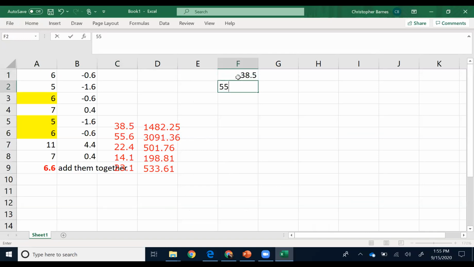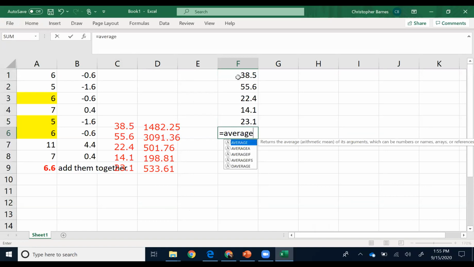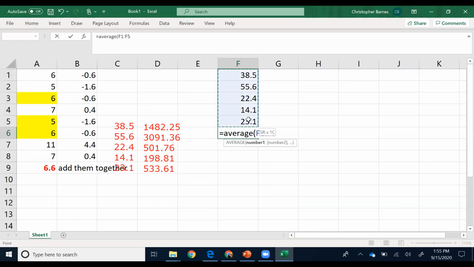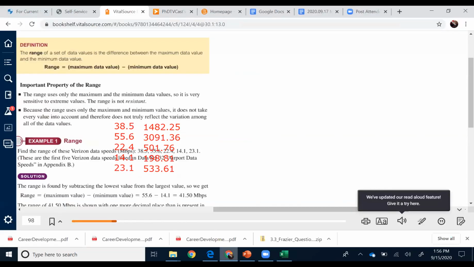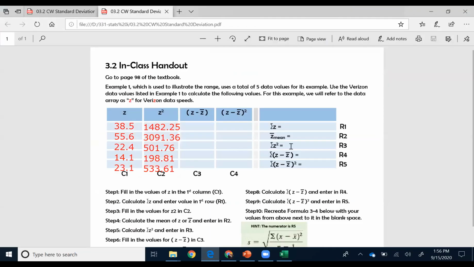58.5, 55.6, 22.4, 14.1. Now, y'all can do this by hand if you want to, but we're going to use technology. We're going to calculate the mean, which is the average. And just like magic, we have a mean of 30.74. That's an actual important number, right? I'm going to write it here for reference: 30.74.